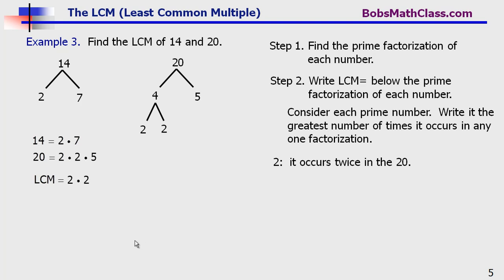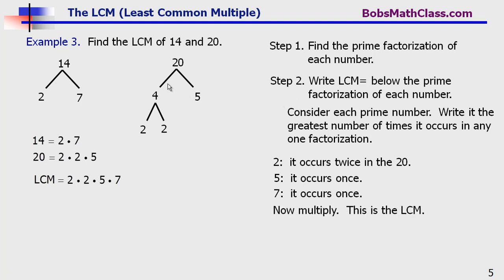Now the 5. So write down 2 2's. Now the 5. What's the greatest number of times it occurs in one row? Just once. So 5 in the LCM. The next prime number is 7. What's the greatest number of times the 7 occurs in one row? Once. And then multiply that, and that will be your LCM. 140.